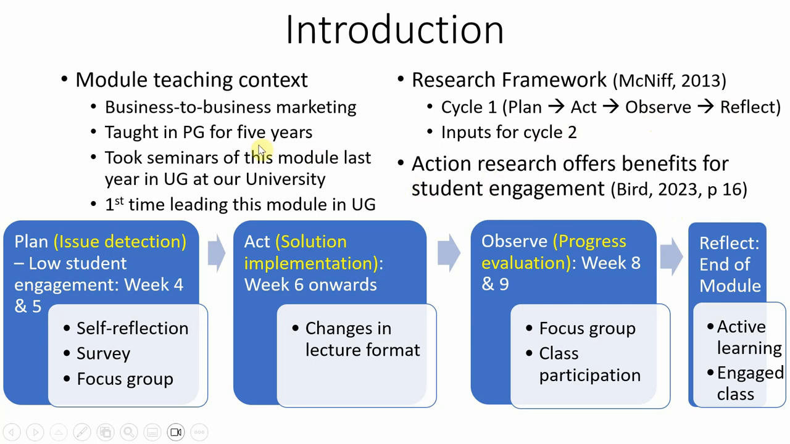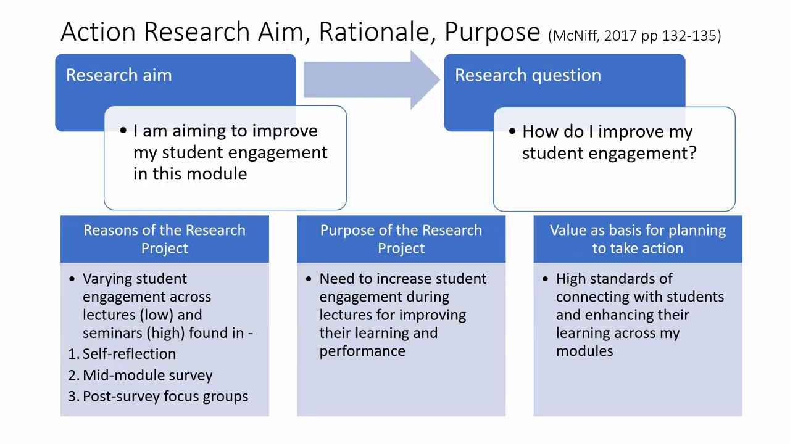Action research offers benefits for student engagement that is established in the literature. So in this part, I detected the issue of low student engagement in week 4 and week 5. This I found out using self-reflection and a survey and some focus groups. Then I crafted a solution to implement this, which included some changes in the lecture format. Then I observed the changes in the students' engagement through some more focus groups and class participation. Then I reflected at the end of the module that students were learning more actively and the class was more engaged. Now I go into details of this action research project.